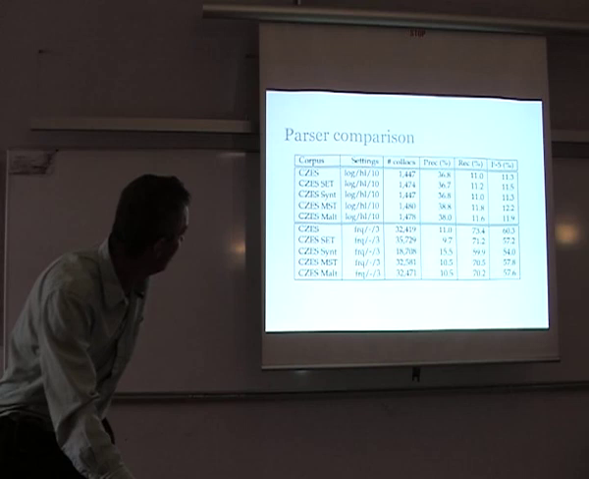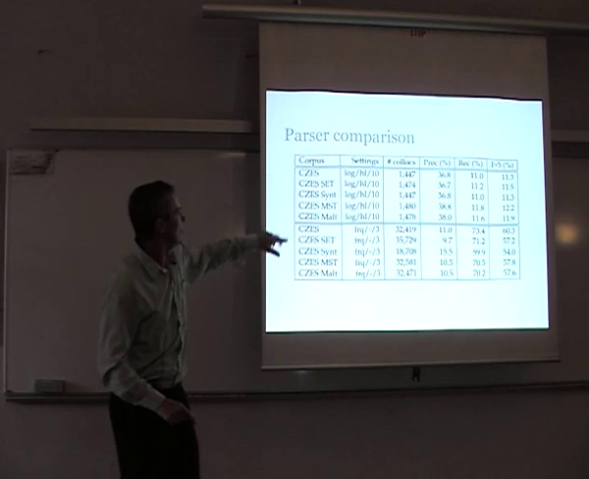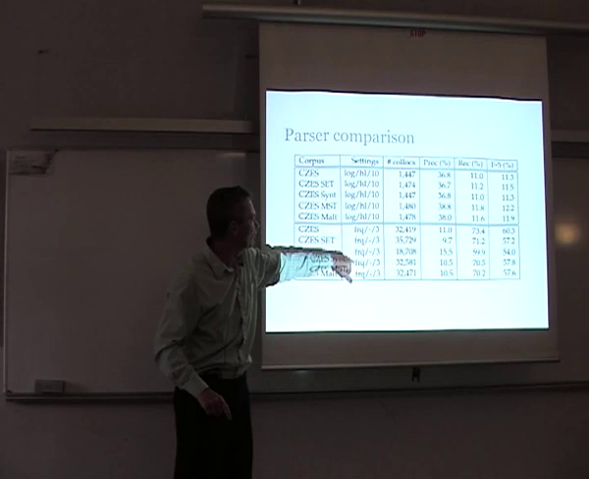Again, we get this pattern where the dice coefficient is good for precision, but the simple frequency method is good for recall.